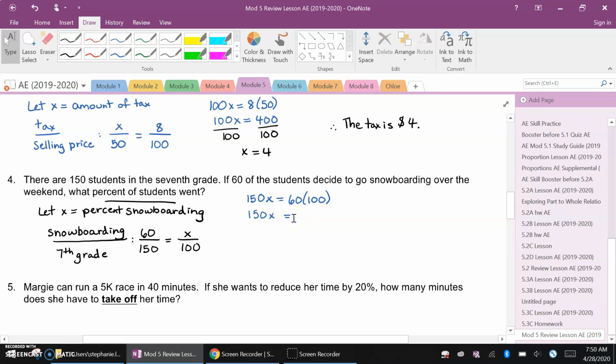60 times 100, when you plug that into your calculator, you're going to get 6,000. And when you divide 6,000 by 150, we are going to get 40. So that means that 40% of students went.